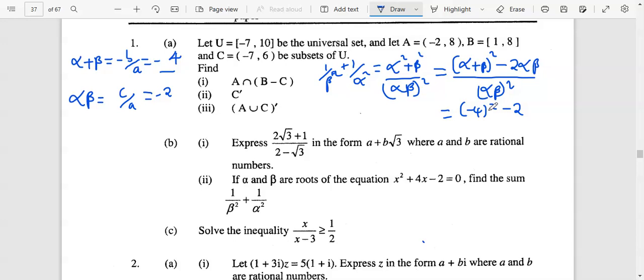Where there is alpha beta, we know alpha beta is negative 2 also. And then divided by alpha beta again. Okay. So alpha beta, that is still negative 2. That is what we're going to put down there. That is to be negative 2 squared.